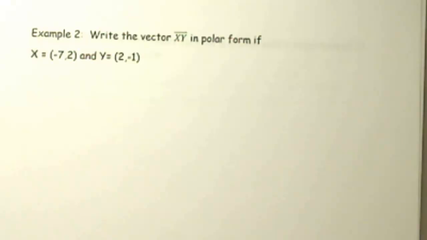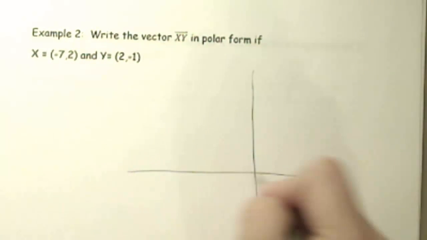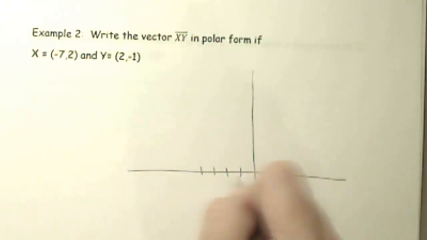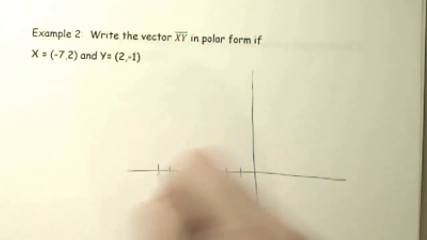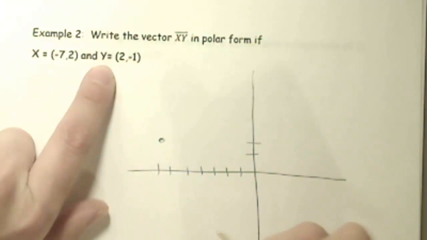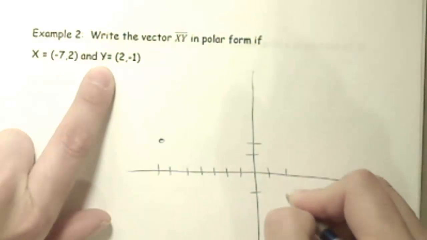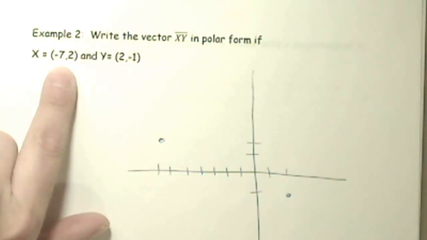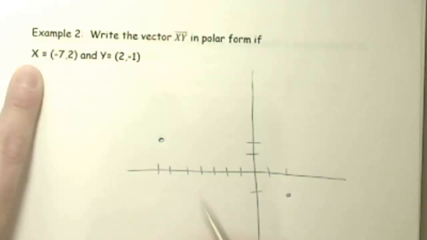So here's a different vector. This time, instead of just giving you the component form, I'm giving you the beginning and the ending coordinates of the vector. So we may have to translate it to the origin. So this vector has the point -7, 2, and the y point is 2, -1. Okay. Well, the vector is going from x to y, so really the vector is going this way.